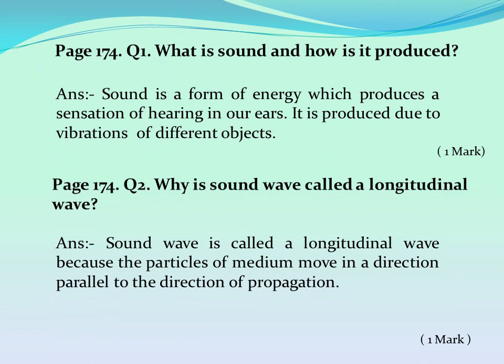Page number 174, question number 1. What is sound and how is it produced? Answer: sound is a form of energy which produces a sensation of hearing in our ears. It is produced due to vibrations of different objects. Page number 174, question number 2. Why is sound wave called a longitudinal wave? Answer: sound wave is called a longitudinal wave because the particles of medium move in a direction parallel to the direction of propagation.